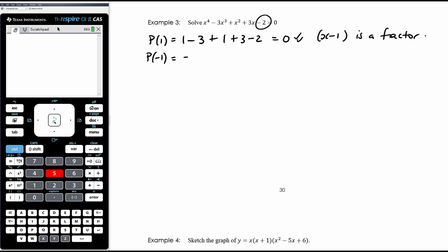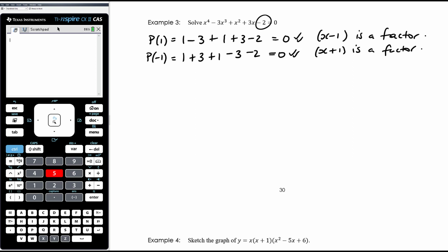So that would give us positive 1, negative 1 to the power of 4 is still positive 1. Negative 1 cubed is negative, so this will make that positive 3. Negative 1 all squared is still positive 1. Negative 1 times 3 is minus 3, and then minus 2. So again, that also equals 0. So we also know that x plus 1 is a factor.